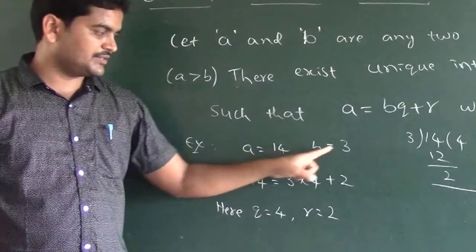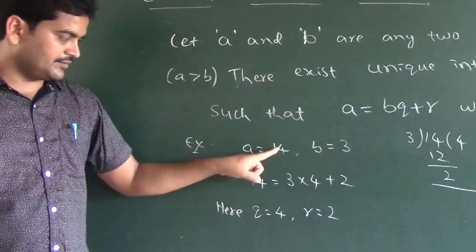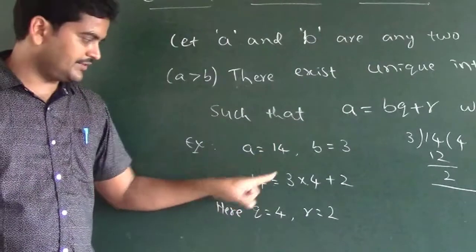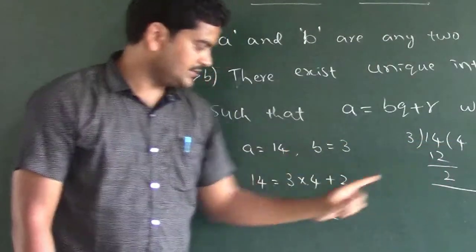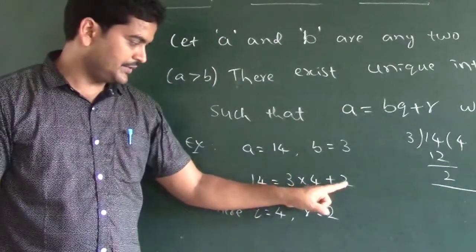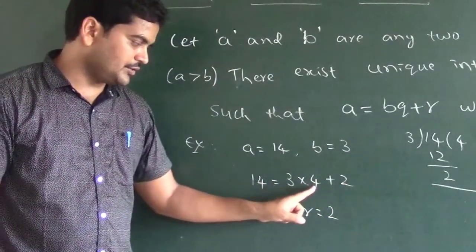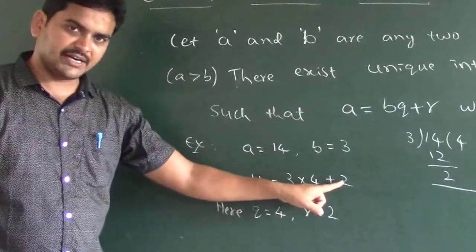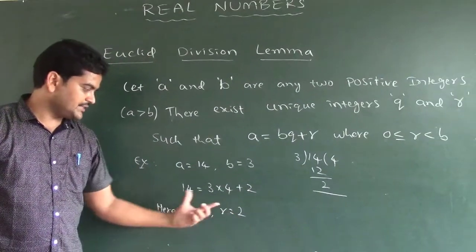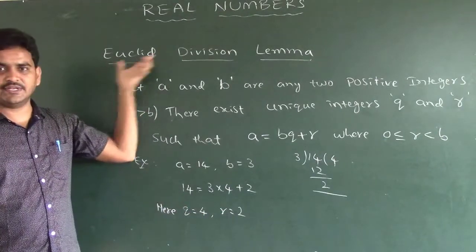When a is equal to 14 and b is equal to 3, what is the dividend here? 14. Divisor is 3. So now we get quotient and remainder as 4 and 2. So 14 is equal to 3 into 4 plus 2. Here what is q? Quotient, 4. What is remainder? 2. So this is the Euclid division lemma.